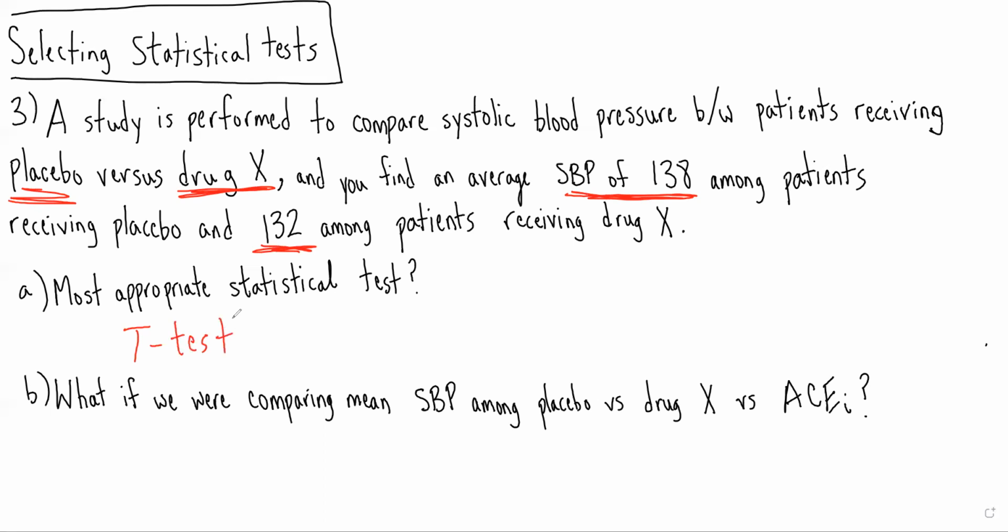We're then asked to consider, however, what if we were comparing mean systolic blood pressure among patients receiving placebo, patients receiving drug X, and patients getting an ACE inhibitor? Well, in that case, we're still comparing a continuous measure between groups, but we're actually comparing it among three groups. And therefore, because we're comparing a continuous measure across at least three groups, rather than a t-test, we would actually do an ANOVA.